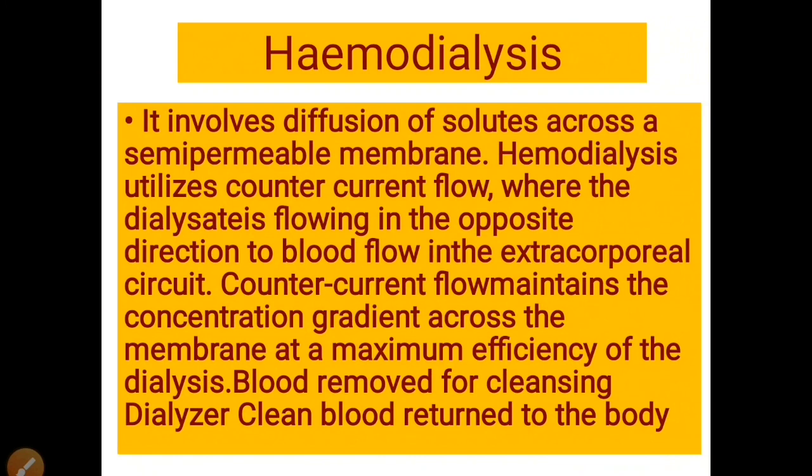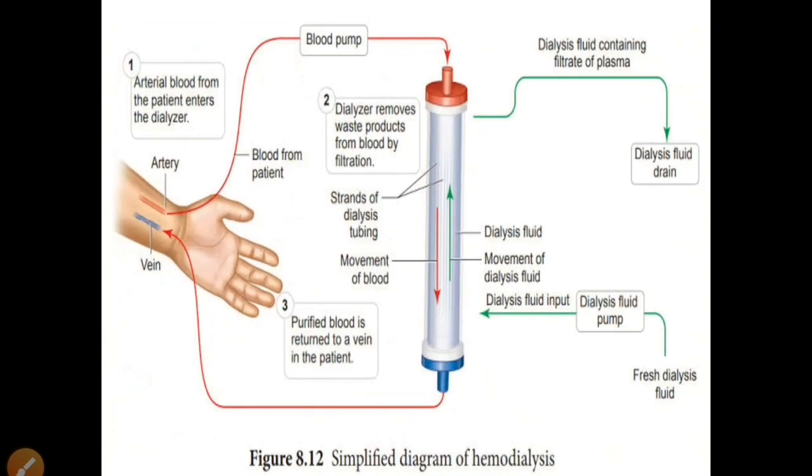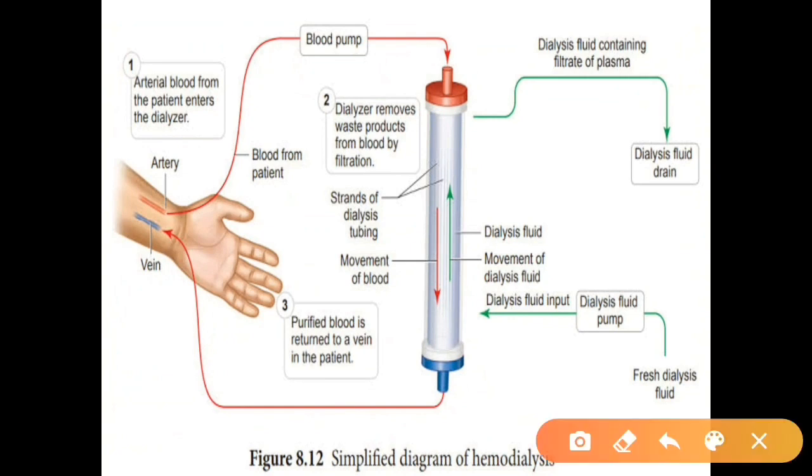It will be easier to learn with the diagram. So we go through the diagram. In the diagram, we can see that blood goes from the artery through this line and goes through the dialyzer machine. The dialyzer, we previously discussed about the dialyzer. It works as a purifier of blood.